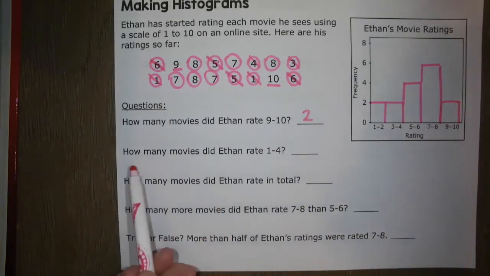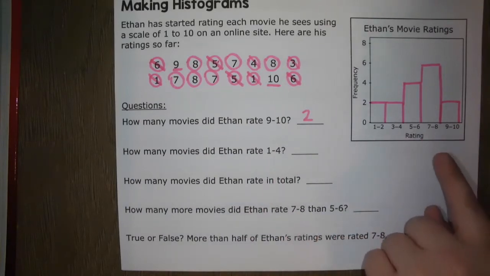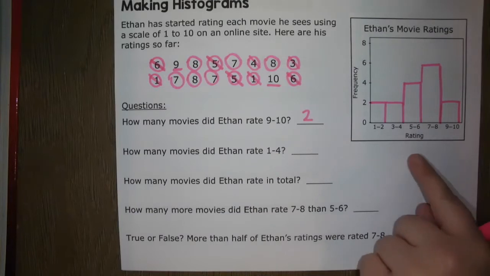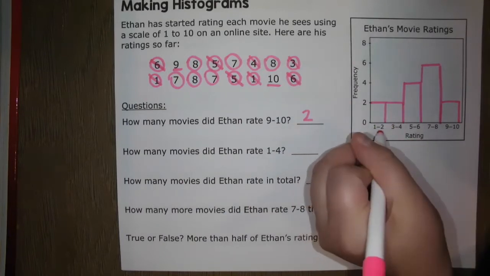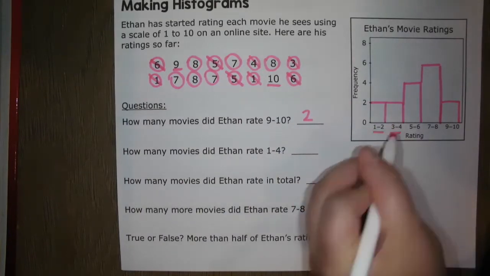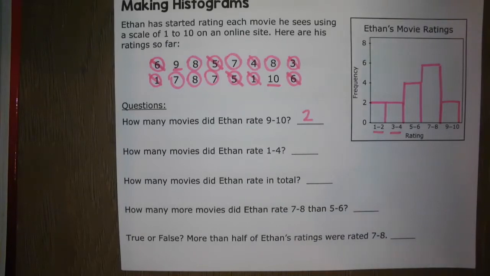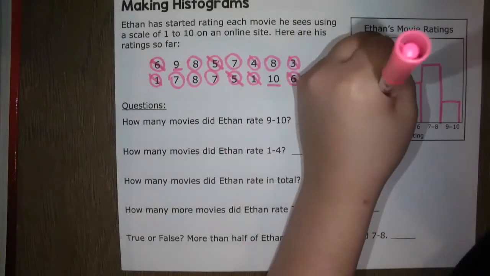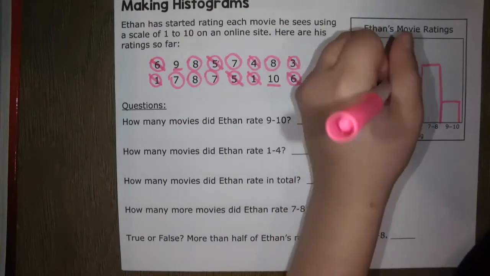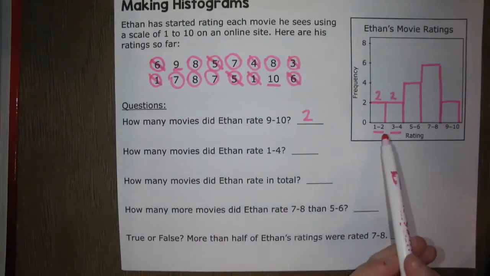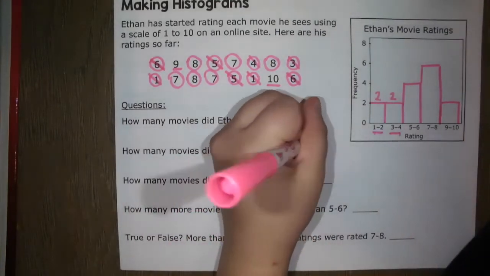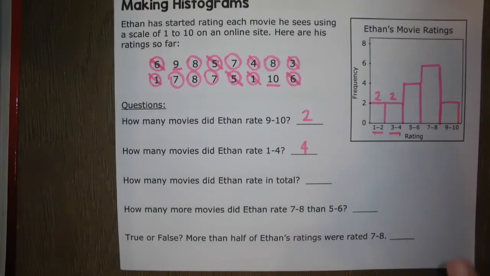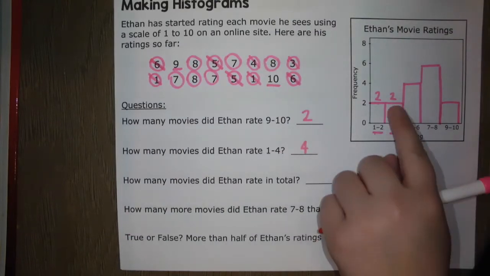Next one. How many movies did Ethan rate from 1 to 4? So I look along here, and this one isn't as simple as the last question because 1 to 4 isn't in just one category. 1 to 4 not only covers 1 to 2, but also 3 and 4. So 1 to 2 occurred twice, 3 to 4 occurred twice. So how many occurrences were from 1 to 4? A total of 4. We had 4 movies that were between 1 and 4 because those bars add up to 4.